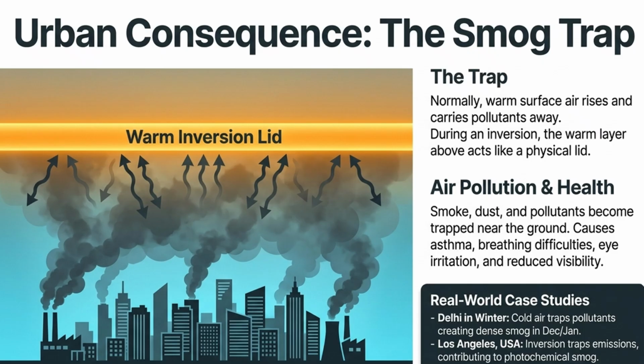A good example is Delhi during winter. Every year, temperature inversion traps smoke from vehicles, factories and crop residue burning near the ground. This causes dense smoke and severe air pollution. Another famous example is Los Angeles in the USA, where inversion also traps pollution and creates photochemical smog. So, temperature inversion is not just a weather phenomenon, it also has a major impact on air quality, human health and daily life.